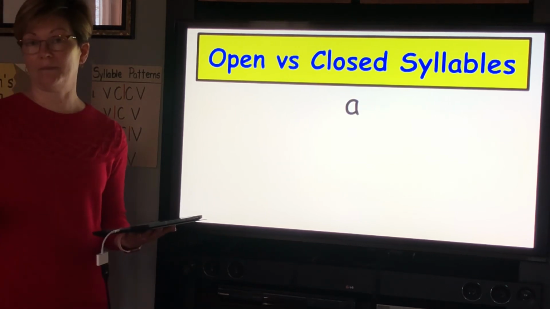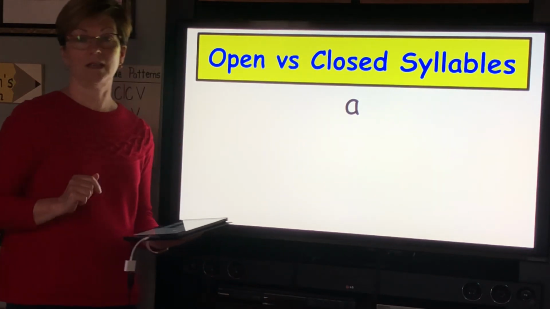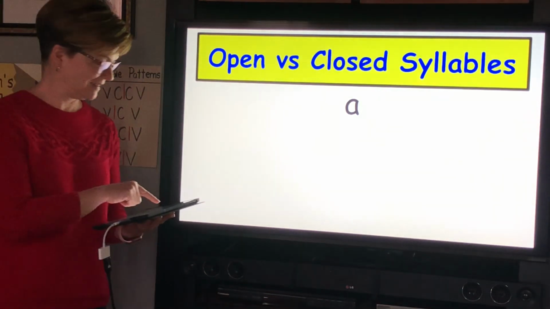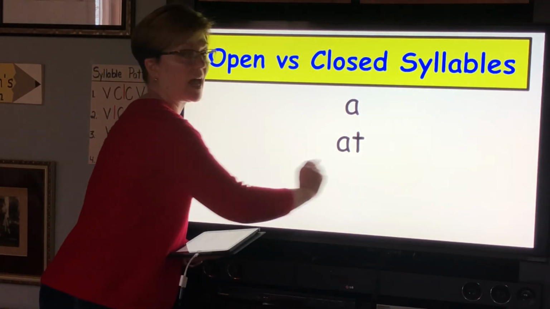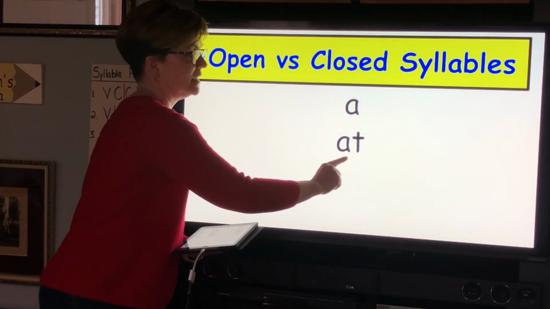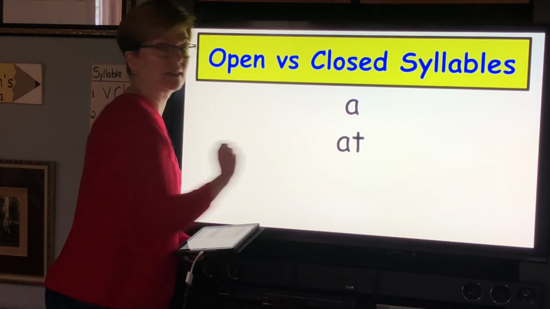Here's a word, a. It's a sight word. A says a. It has 1 sound. It's also an open syllable. Here's a closed syllable that has 2 sounds. It ends with a consonant. It says at, 2 sounds. At, at.